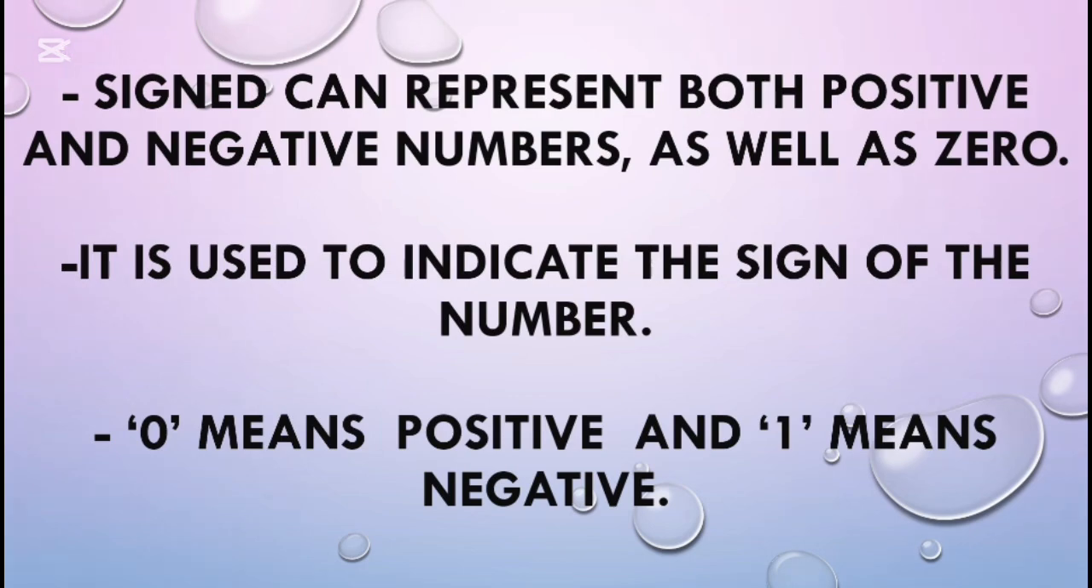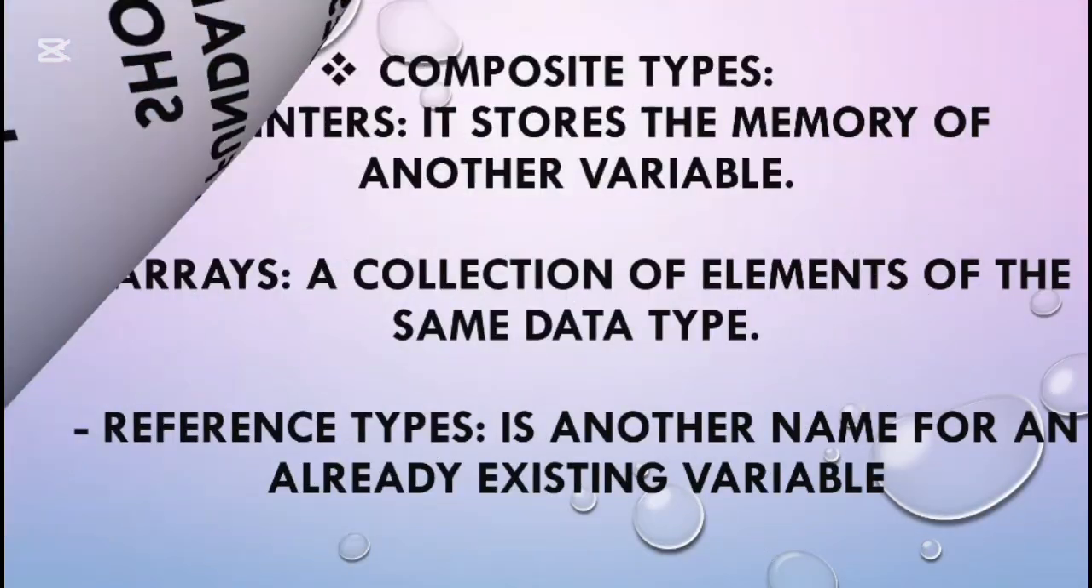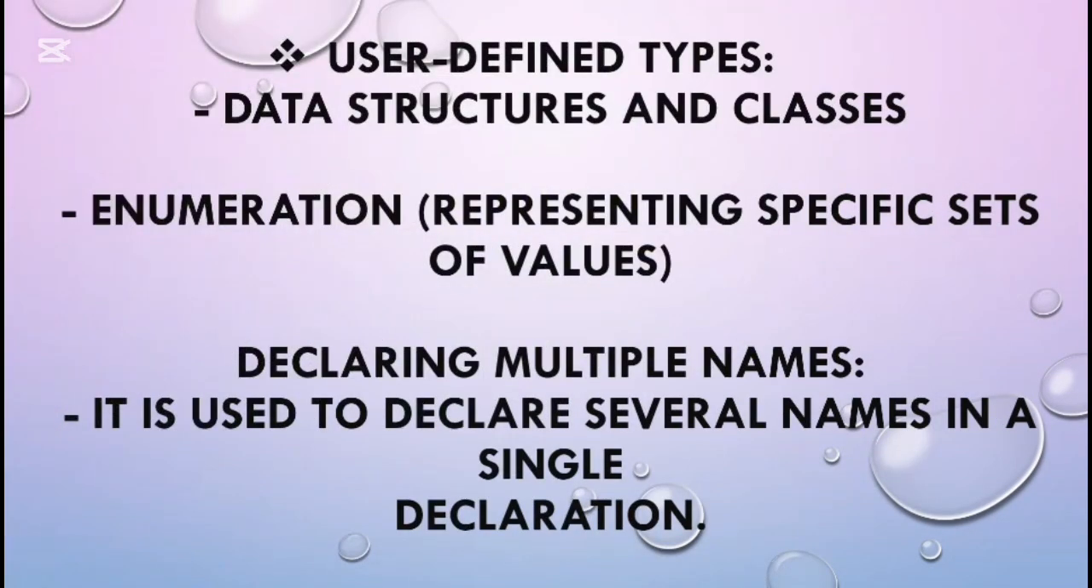Then we move ahead to our next subtopic, which is unsigned. Unsigned represents only non-negative values, that's 0 and positive values, while signed represents all numbers: negative, positive, and 0. Other fundamental types are shorts and others. We have the composite types, which are pointers, arrays, and references, which will be dealt with in more depth as you move forward. And we have user-defined types, that's data structures and classes.